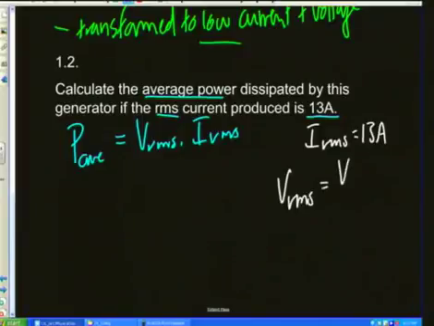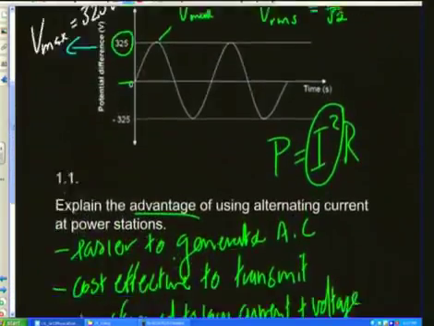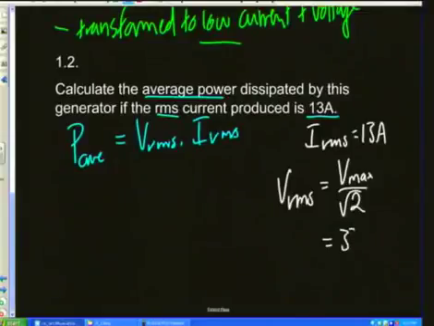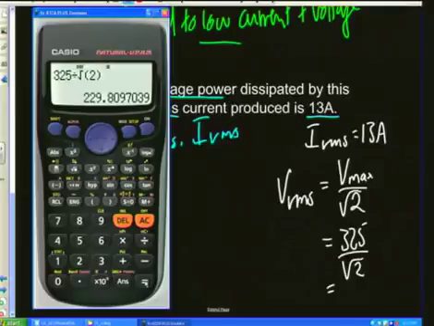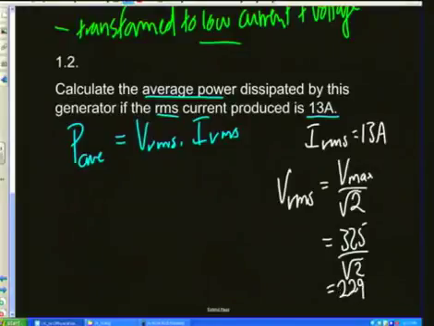And I know that VRMS is Vmax divided by the square root of 2. Substitute my values, and if I remember correctly, it was 325 volts. So 325 divided by root 2 will give me VRMS. So let's put that on the calculator, and we're going to say 325 divided by the square root of 2, and we're going to get the answer as 229.81.